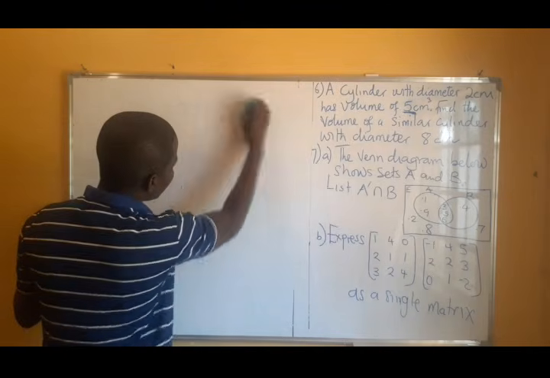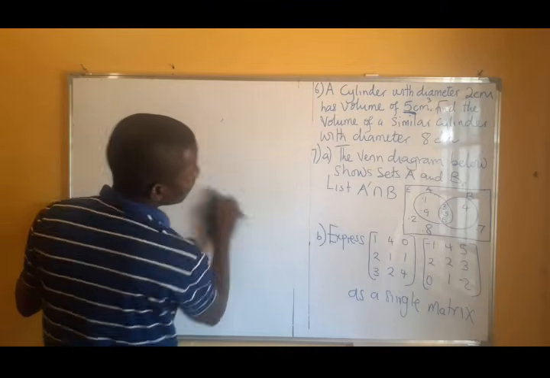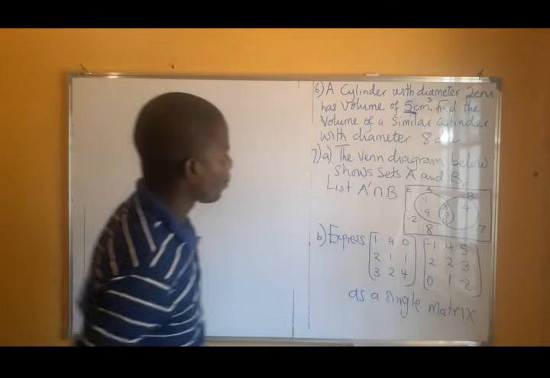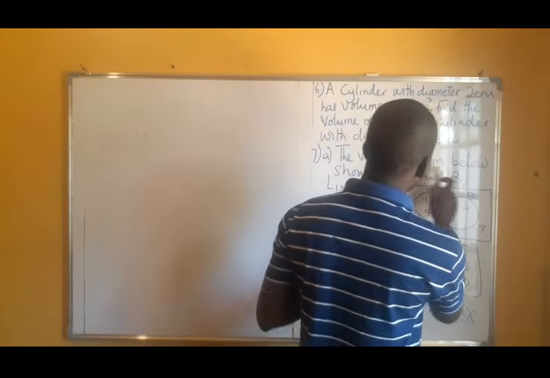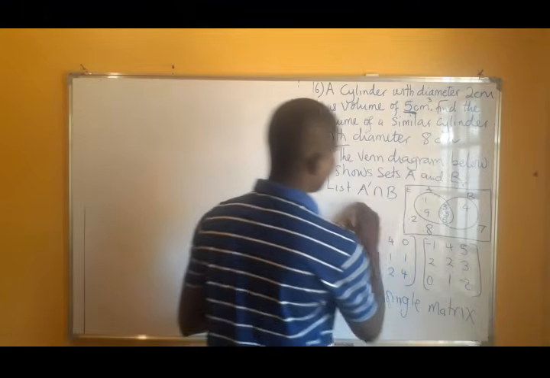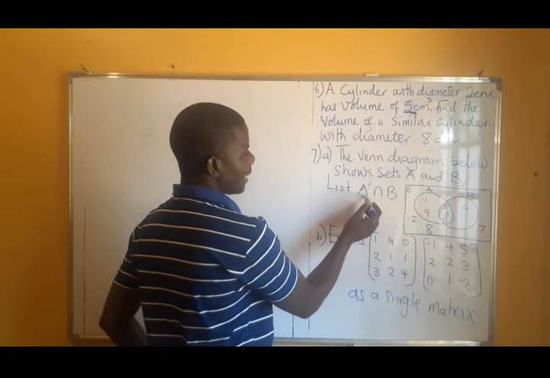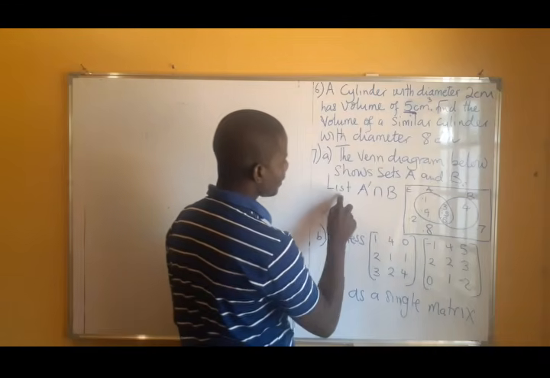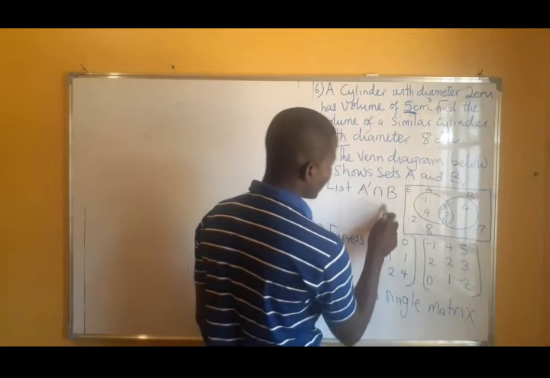So we can go to the next question, which is question 7. Question 7 reads, the Venn diagram below shows sets A and B. Then we want to find the elements that are in this set. List the elements of A complement intersection B.